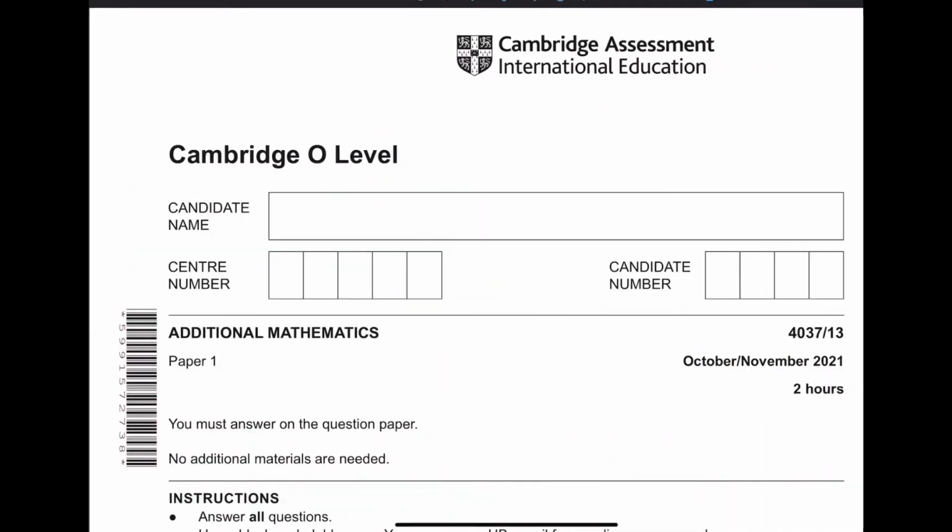This is Cambridge O-Level Additional Mathematics, Paper 1. It is the odd variant, though its code is 4037. It's October-November 2021. Its exam duration is 2 hours.